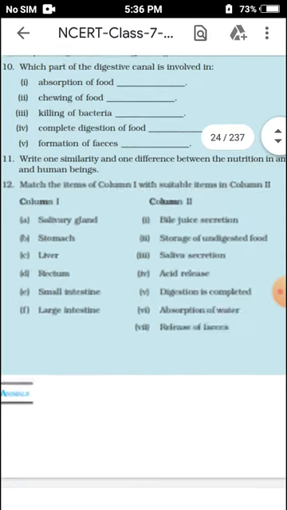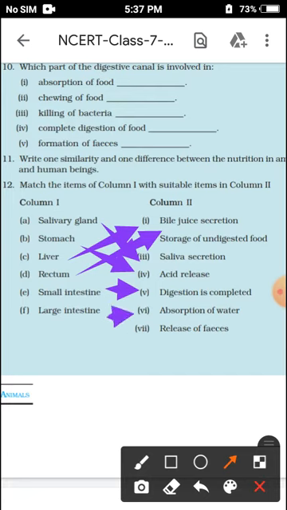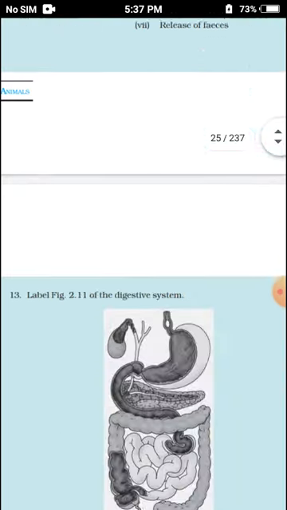Then the last one is, match column first with column second. First one is salivary gland. The function of salivary gland is secretion of saliva. Then we have stomach, which releases acid. Then liver, which produces bile juice, meaning bile juice secretion. The rectum, storage of undigested food. Then small intestine, where digestion is completed, and in the large intestine absorption of water takes place.